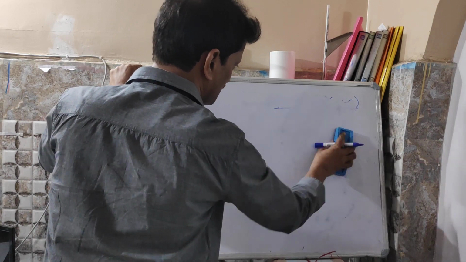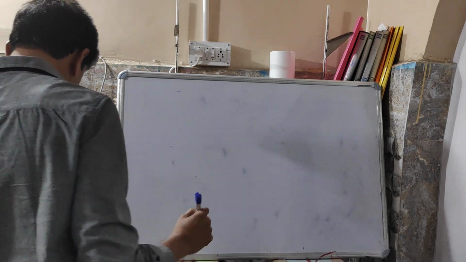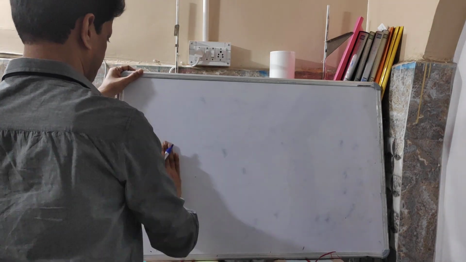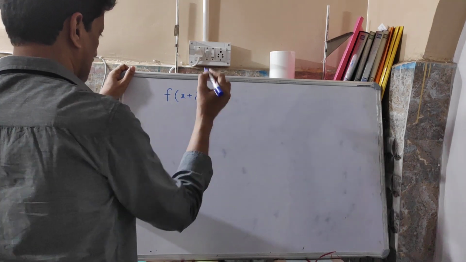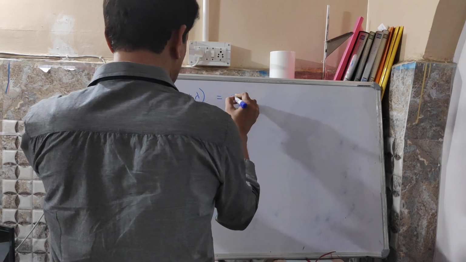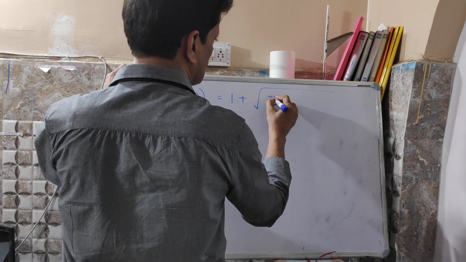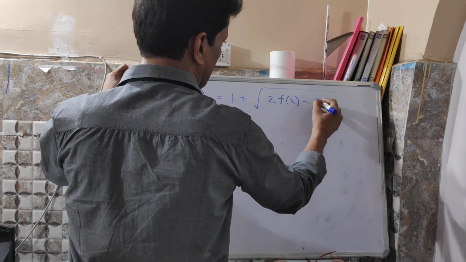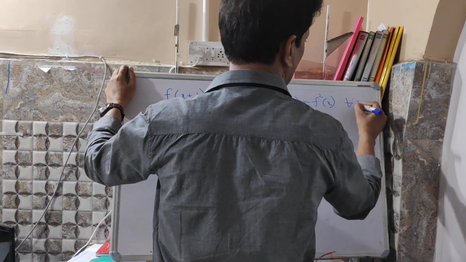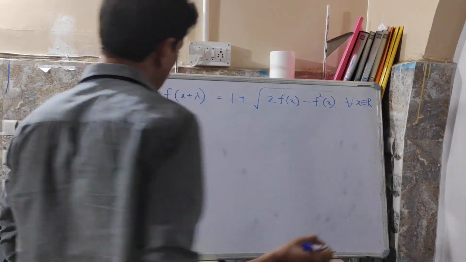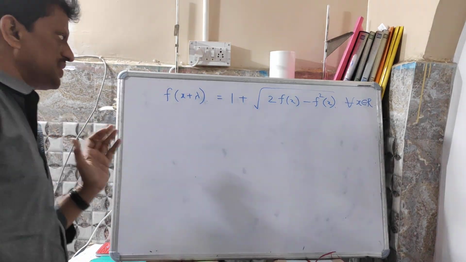You can say functional equations. One more problem I'm giving. Say f of x plus lambda equal to 1 plus under root 2fx minus f square x for all x belongs to R. We need to find whether function is periodic. अगर periodic है तो period क्या होता है देखेंगे अभी.